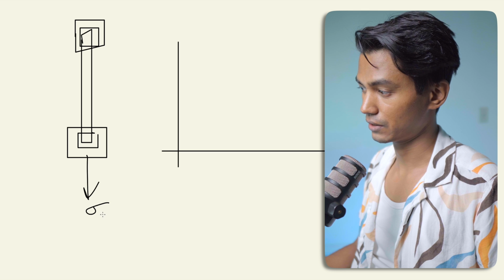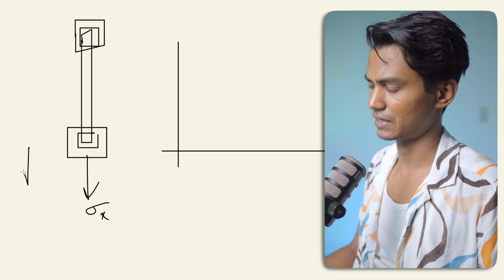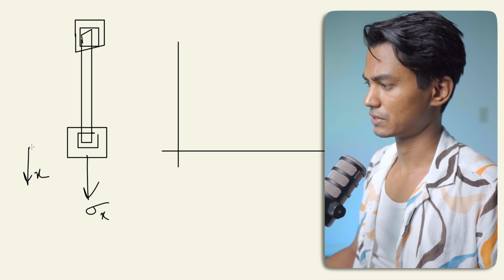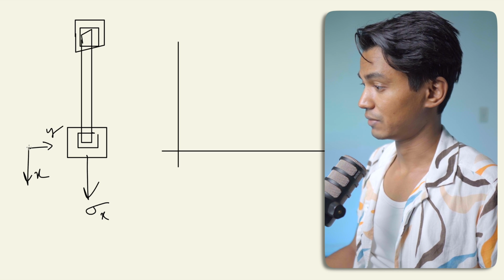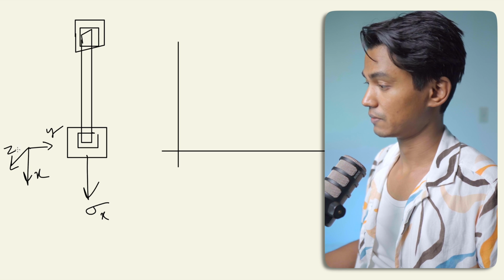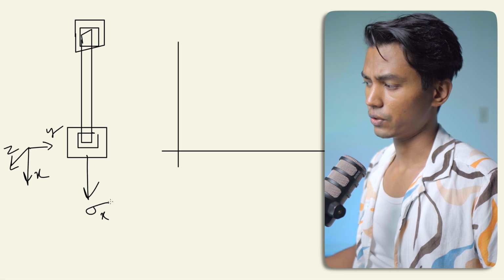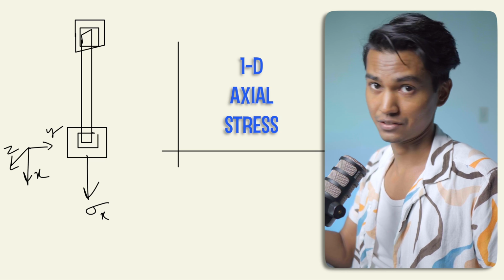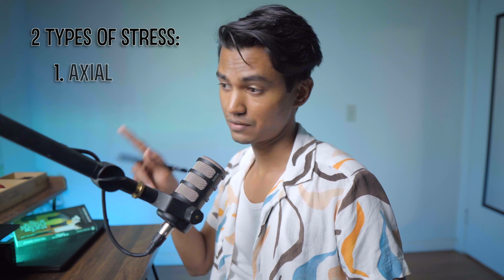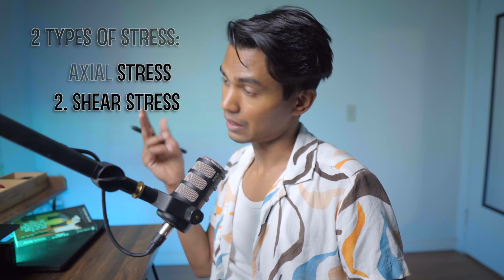You can call it sigma x, saying that this is the x direction, which is kind of counter to your general convention, but let's say that's how it is. So we are applying load only in one direction. So this is one dimensional axial stress. There are two kinds of stresses in total: axial stress and shear stress. Compression and tension both are axial stress.